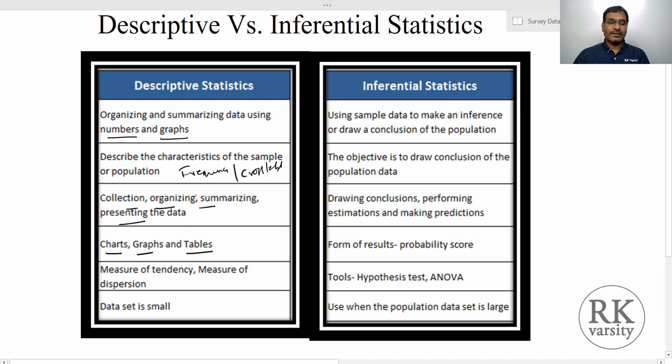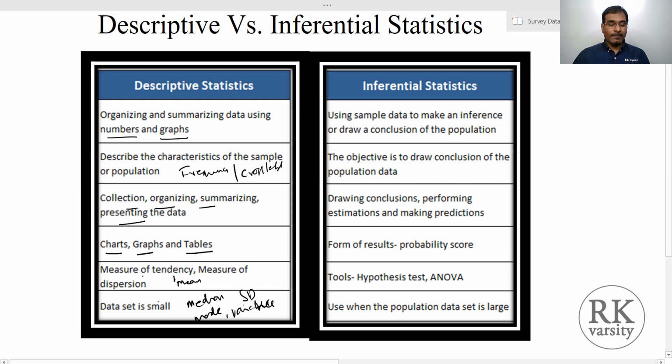The measures that we can perform on descriptive statistics are measures of central tendency, like your mean, median, mode. Sometimes we use variance if it is numerical data, variance, then standard deviation.